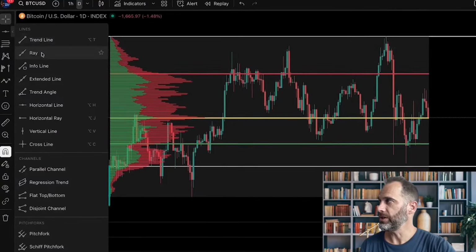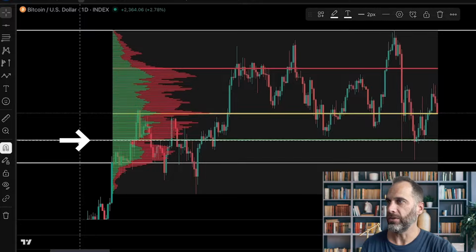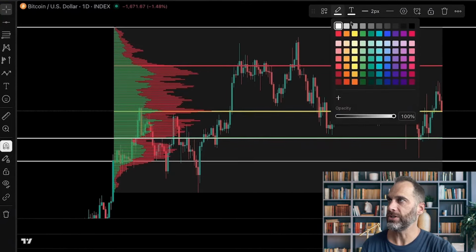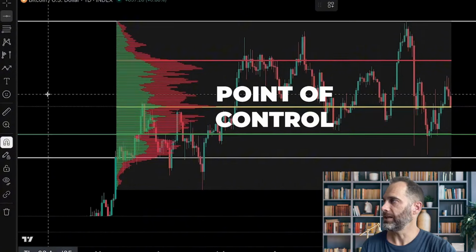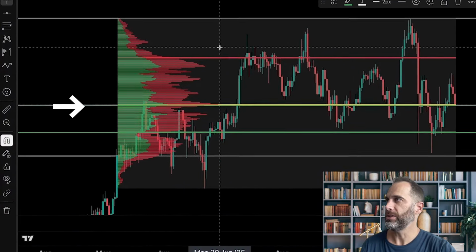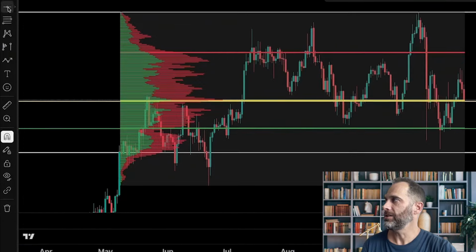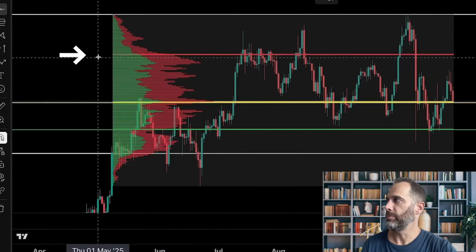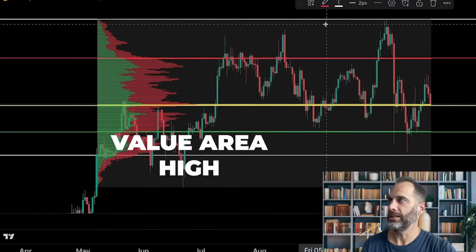So on your chart at home, I want you to do this. Take a horizontal line, click on the value area low, and change the color to green. You're going to do the same thing for the point of control: take a horizontal line, click on the point of control, and change that to yellow so you know what that is. Then take a horizontal line and put it on the red line, which is your value area high, the top of the range.